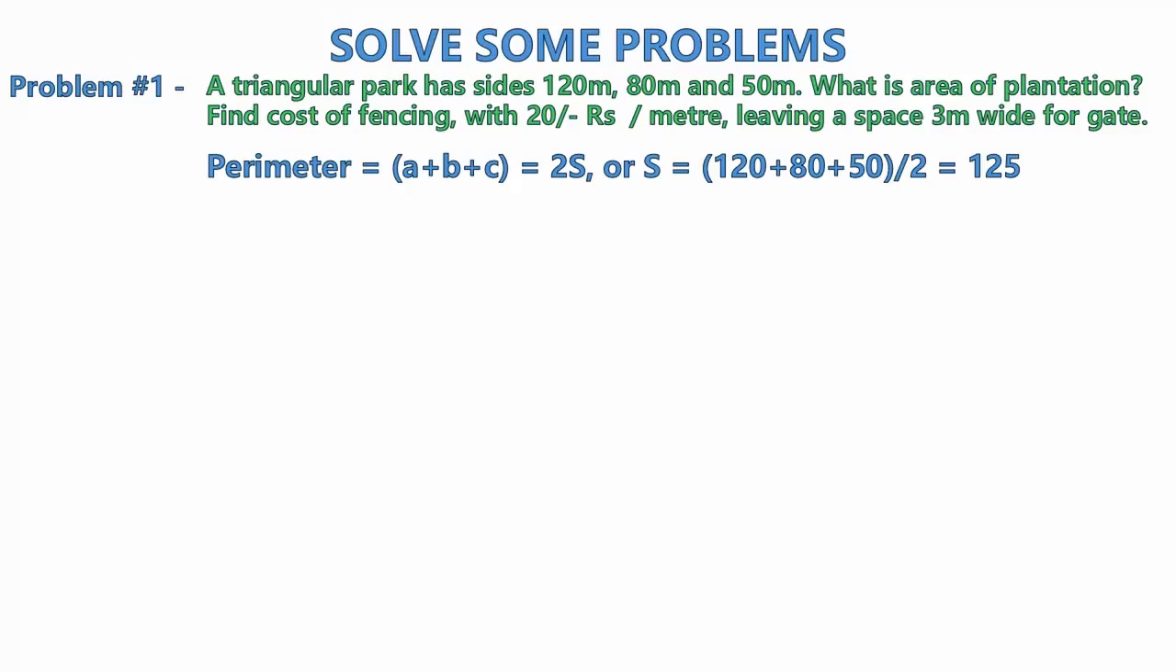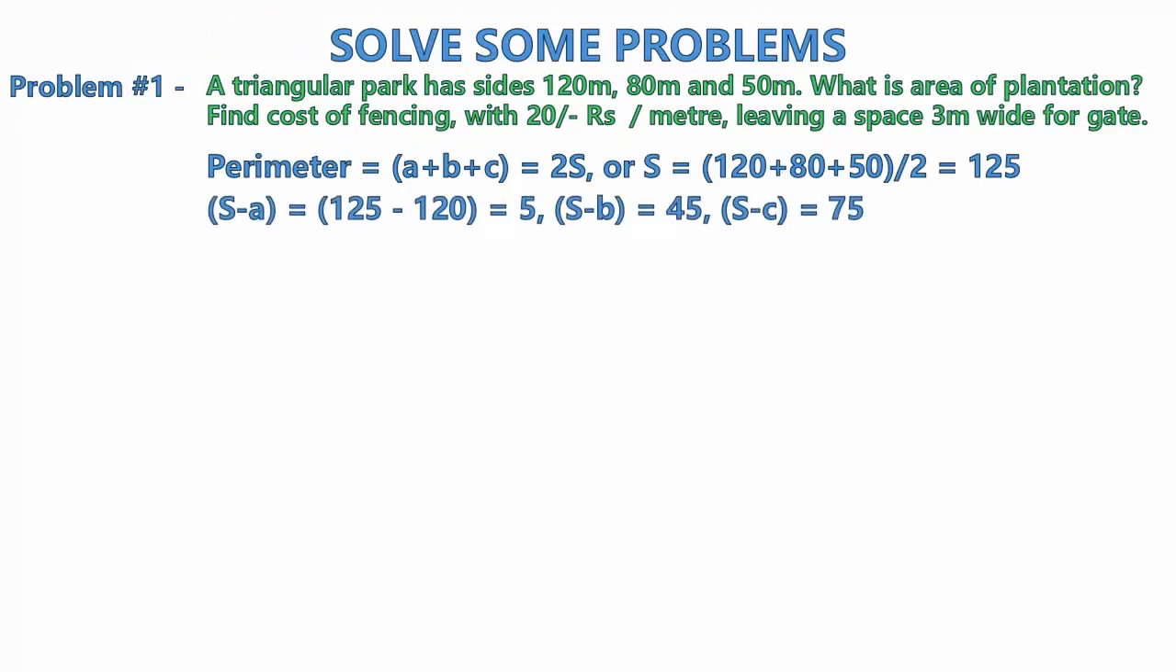plus c, which we denote by 2s. We substitute a as 120, b as 80 and c as 50. So 120 plus 80 is 200, 200 plus 50 is 250, divided by 2, so s is 125. Okay, and when we calculate s minus a, we get 125 minus 120, which is 5. S minus b is 125 minus 80, which is 45. S minus c is 125 minus 50, which is 75. So knowing all this, we can very easily calculate the area by Heron's formula.